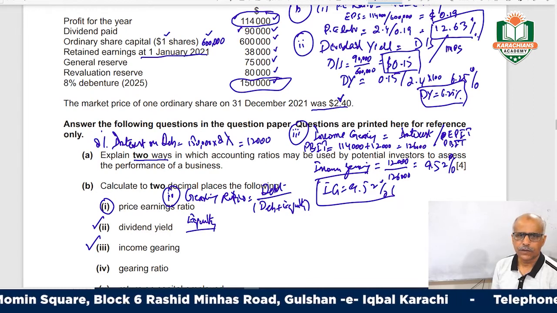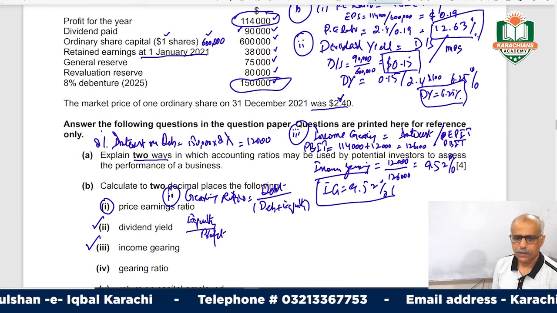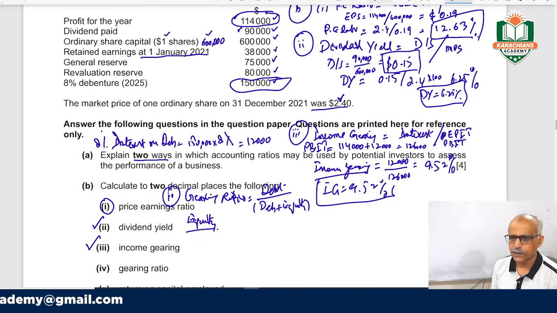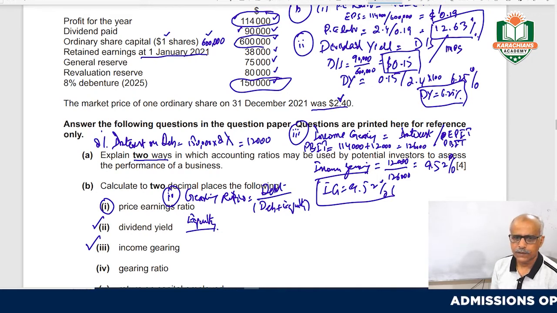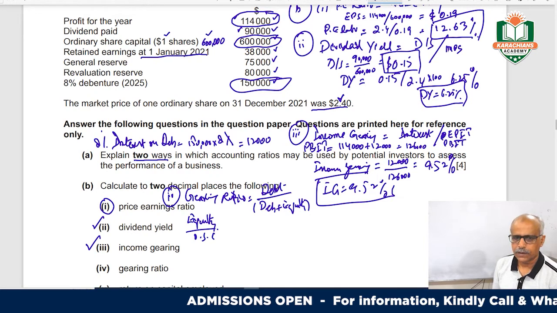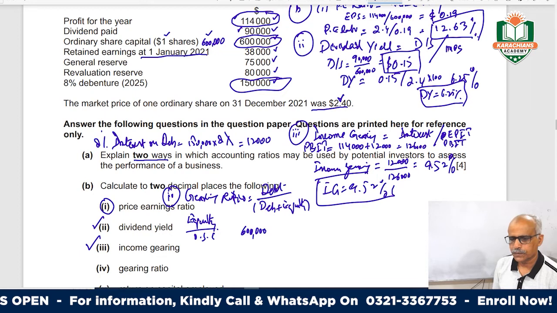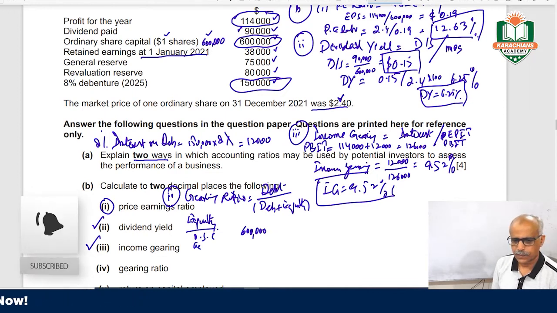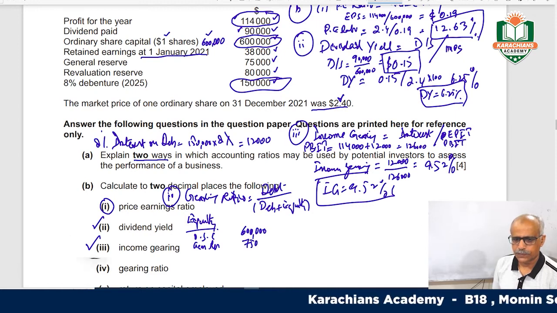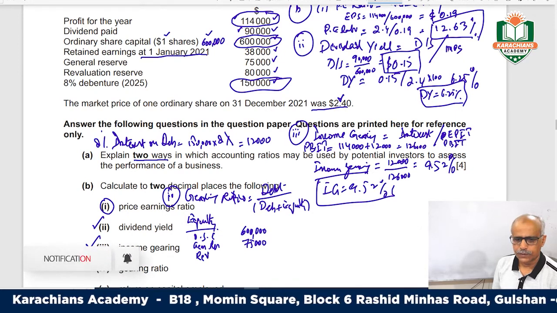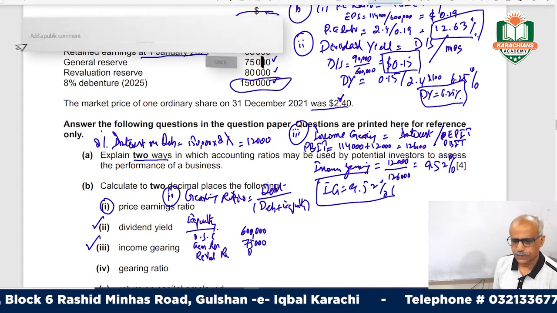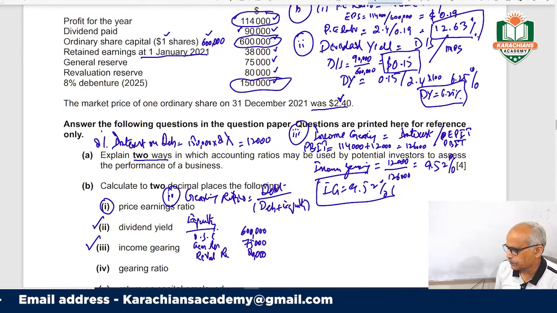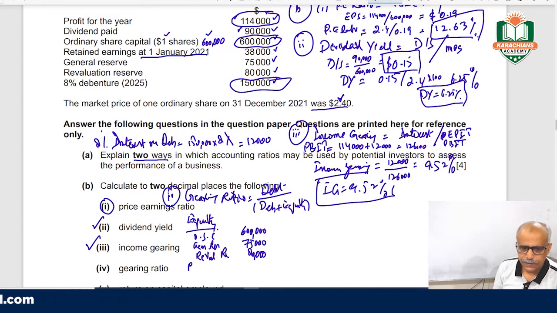Equity will be this. The profit will be added, by the way, your equity is, profit will be at a later stage. Let's see how much equity is. Ordinary share capital, which is 600,000, and then general reserves, which is 75,000, revaluation reserves, which is 80,000. Right, 600,000 and 75,000 and 80,000, and then retained earning.